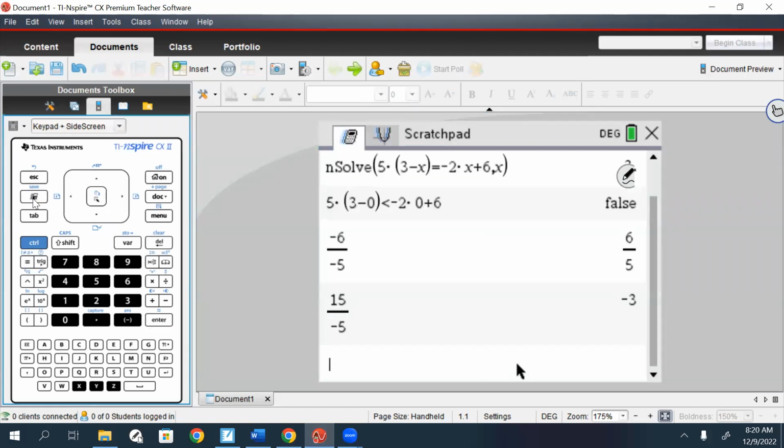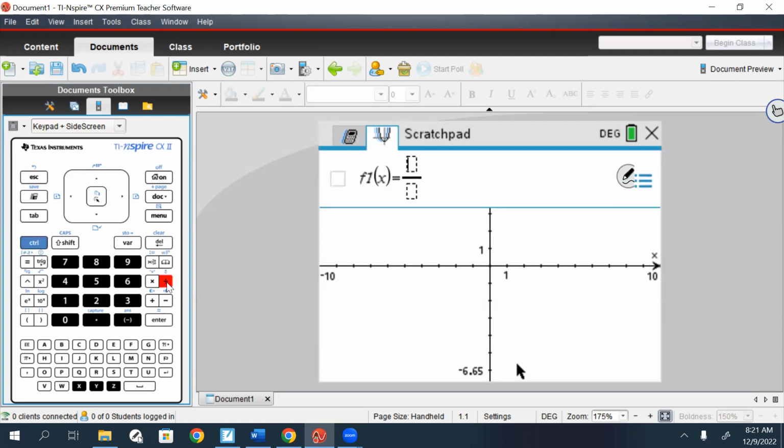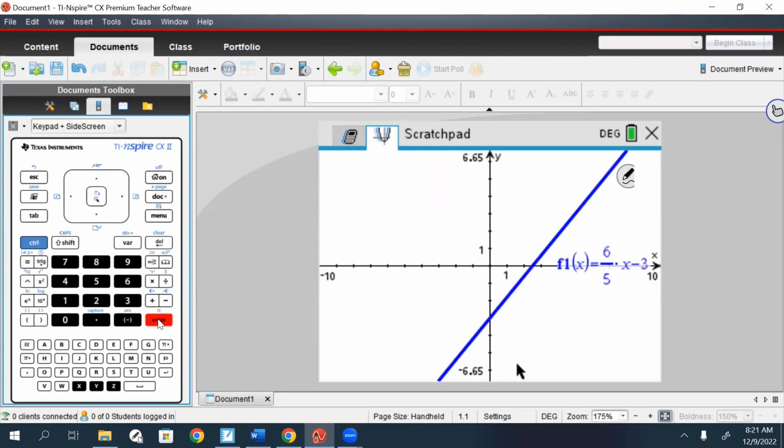So we're going to go to the graph. I just pressed this little switch button, which lets you switch between the graph and the calculate screen. We type in our equation, because it has to be y equals. So control divide, and we had 6 over 5. Then x. Make sure the x is not in the bottom of your fraction, or else it will not look how it's supposed to. Then subtract 3 and press enter.